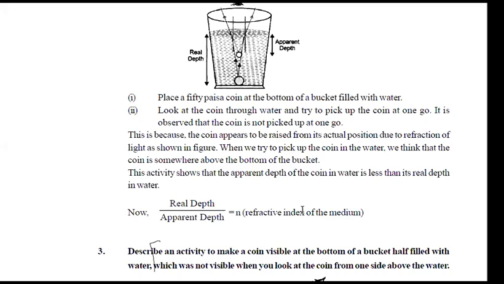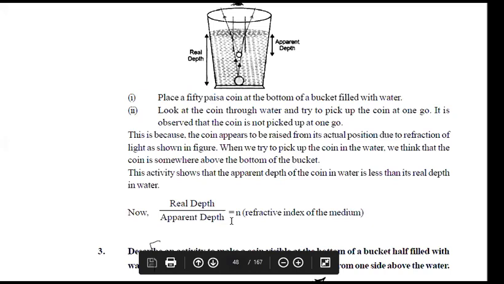Just think intuitively. If I see that the object is actually at a much lower level, at more depth as compared to its apparent depth, then the ratio of real depth by apparent depth should be greater than one, which means it should be equal to the refractive index of the medium, the medium in which the object is kept, right? Yes.